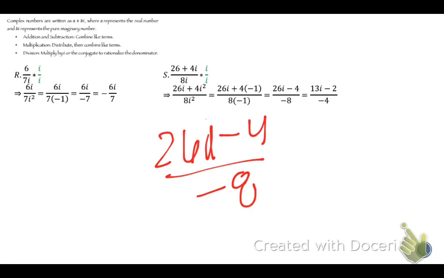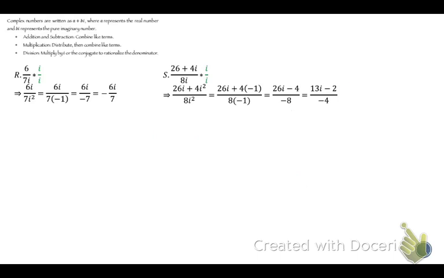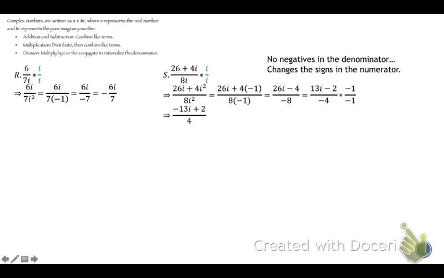Now these can all be divided by 2. So I'm going to divide this by 2, divide this by 2, divide this by 2. And that's where you get the 13i minus 2 over negative 4. Okay. The last thing is we don't like negatives in the denominator. That's another thing that they're like, not cool, get that negative out. So we have to multiply top and bottom by negative 1. So that's going to be negative 13i plus 2 over 4.